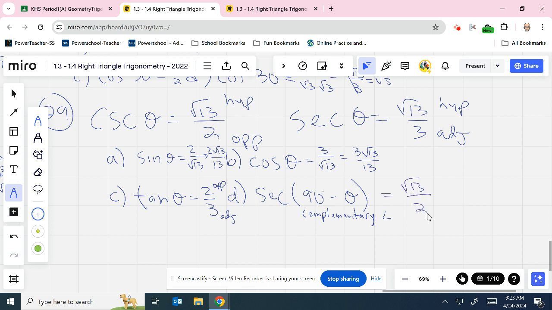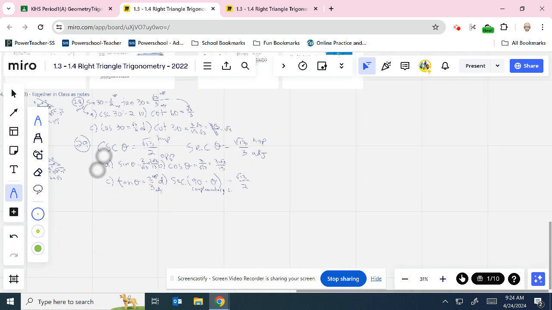The cosecant of one angle is going to equal the secant of its complementary angle. These two are cofunctions. Just like I said, the sine of one angle is the cosine of its complement. Cosecant of one angle is the secant of its complement. So those two would both be radical 13 over 2. So this would be like 20 degrees, this would be like 70 degrees. Cosecant of 20 would equal the secant of 70. They're called complementary angles.